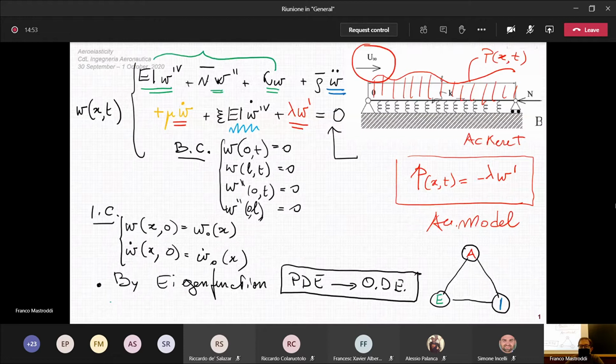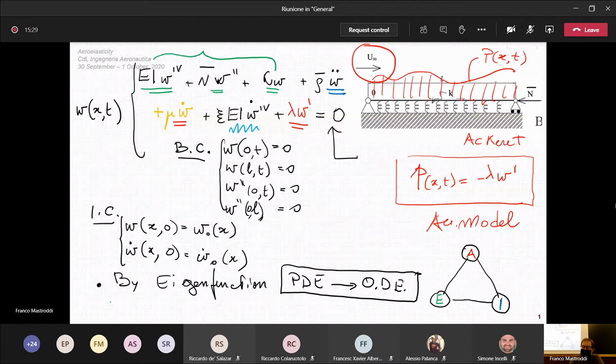This load is a static load, and therefore we have this N bar here as compressive force, and we have this parameter here influencing the second derivative of the displacement. Next, we have the inertial forces in the balance, and at the beginning we consider this pressure distribution P as a generic function of the location x and time.